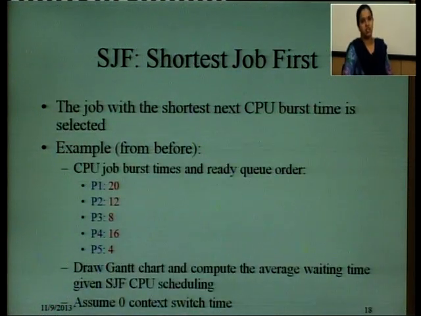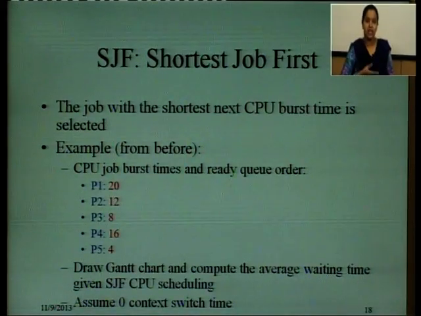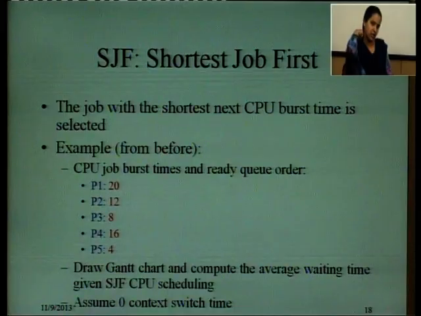Then there is shortest job first. In this, the job with the shortest next CPU burst time is selected. The example is the same. P1 has 20, P2 12, P3 8, P4 15 and P5 4. This is the time needed to execute the tasks P1, P2 until P5, and we are making the Gantt chart for it.